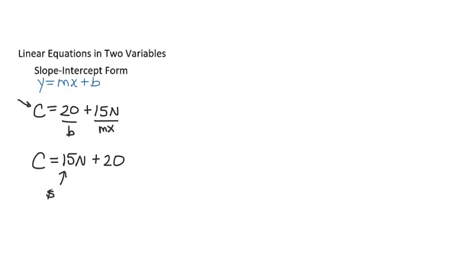Now you remember the $15 was the cost per class. In other words, it's the rate at which our cost is increasing each time we increase the number of classes by 1. And the $20, our y-intercept, was the fixed cost that you had to pay up front when you've taken 0 classes.